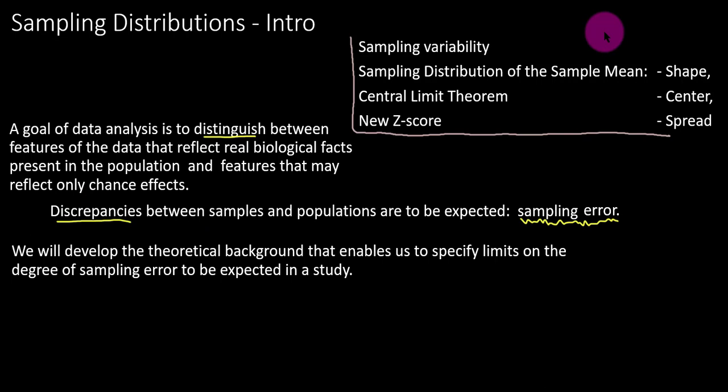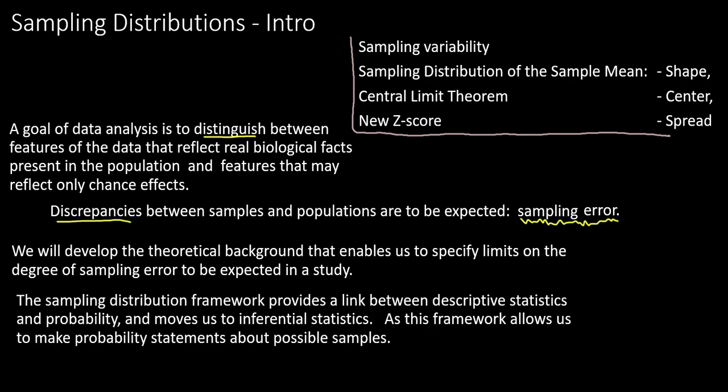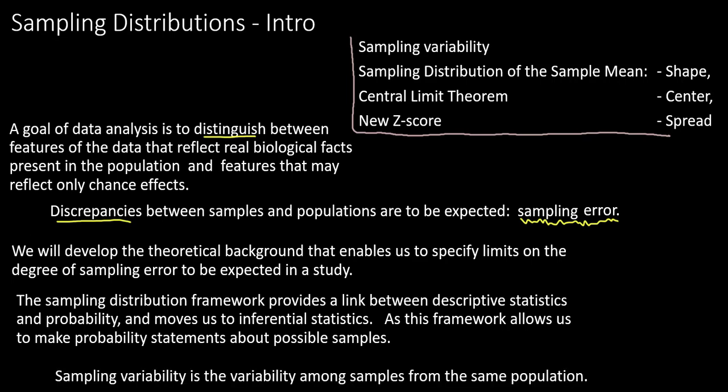And so we're going to develop the background, it's highly theoretical, that allows us to put specific limits on the degree of sampling error that is expected in a study. This is with this idea of sampling distribution. And this is very fundamental in moving us from descriptive stats, which is what we've been doing, all the way to inferential stats. So that was a somewhat quick overview of where we are headed and why.